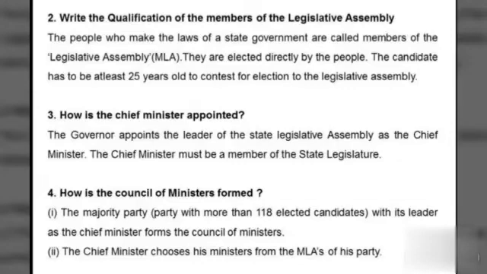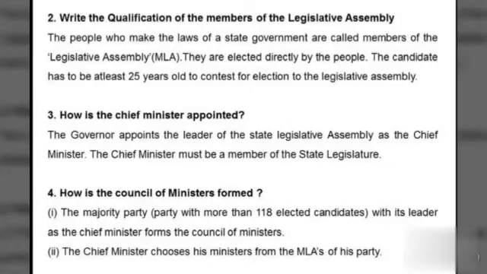Third one, how is the chief minister appointed? The governor appoints the leader of the state legislative assembly as the chief minister. The chief minister must be a member of the state legislature. Fourth one, how is the council of ministers formed? The majority party with its leader as the chief minister forms the council of ministers. The chief minister chooses his ministers from the MLAs of his party.